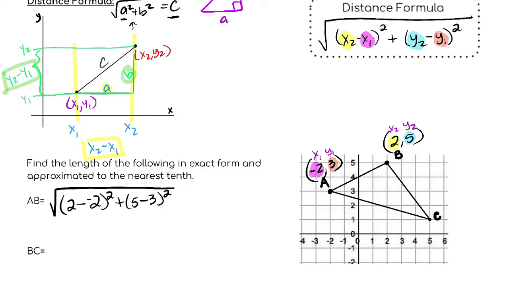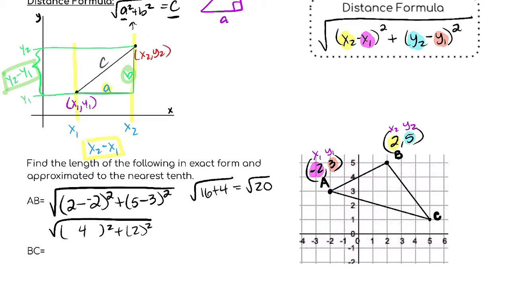So first thing, we don't want to just put this in the calculator because that will not give us the simplest radical form. And when you have minus a minus, you're going to end up adding. That's going to be 4 squared. 5 minus 3 is 2, so 2 squared there. This is going to be the square root of 16 plus 4, which is the square root of 20.